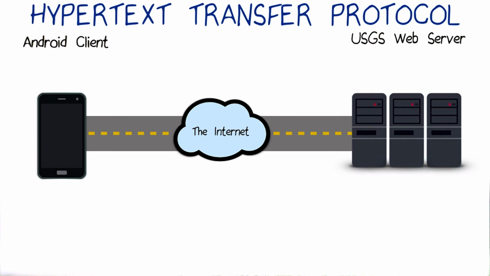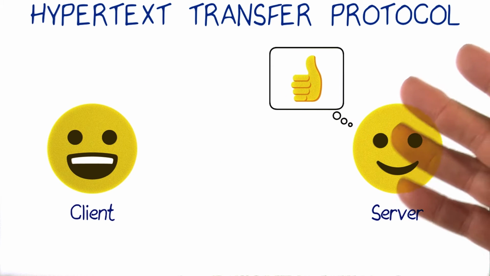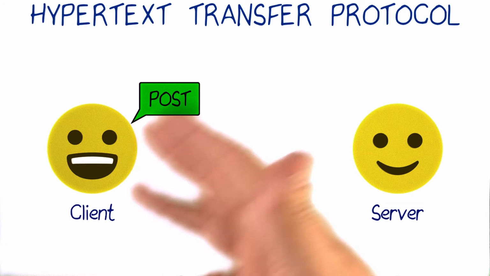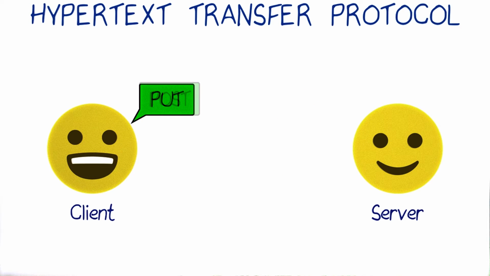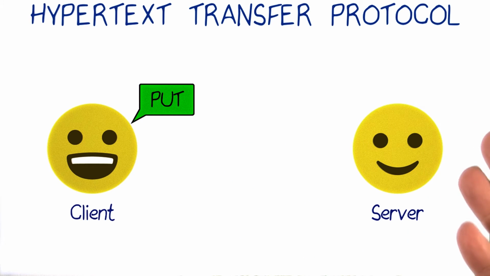Here are some examples of the most commonly used HTTP methods or verbs used today. Here's a GET. GET means I'd like to get or retrieve some data from you. Server will respond with, okay, here's your information. A POST means I'd like to create some new information. A PUT means I'd like to update some existing information.